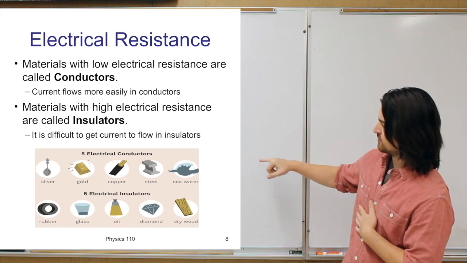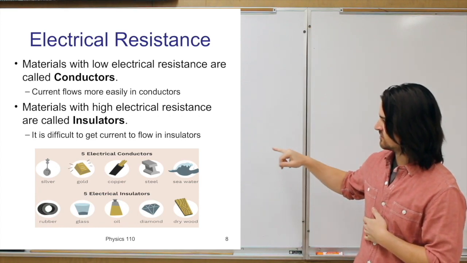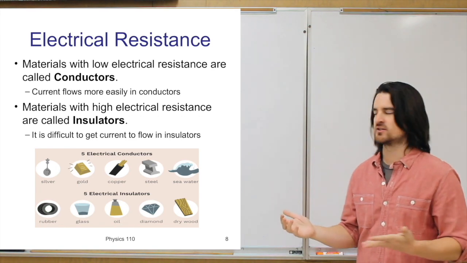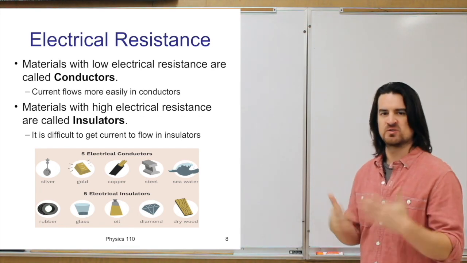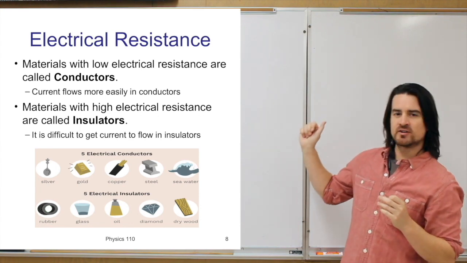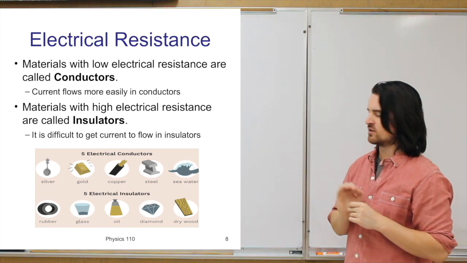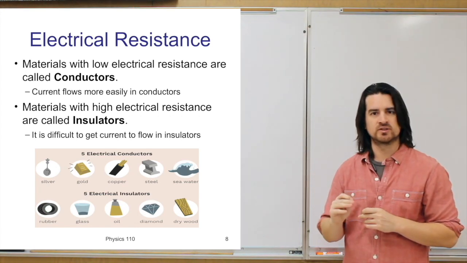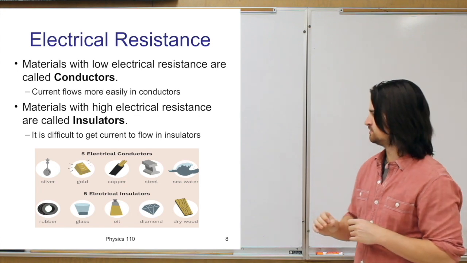So some different examples of electrical conductors are silver, gold, copper, right? A lot of metals. Basically any metal is going to be a good electrical conductor. Some are better than others, but they're all pretty good conductors. It turns out seawater is a good conductor, even though water itself is not a good conductor. And we'll see an example of that shortly. I'll say a little bit more about why that is.